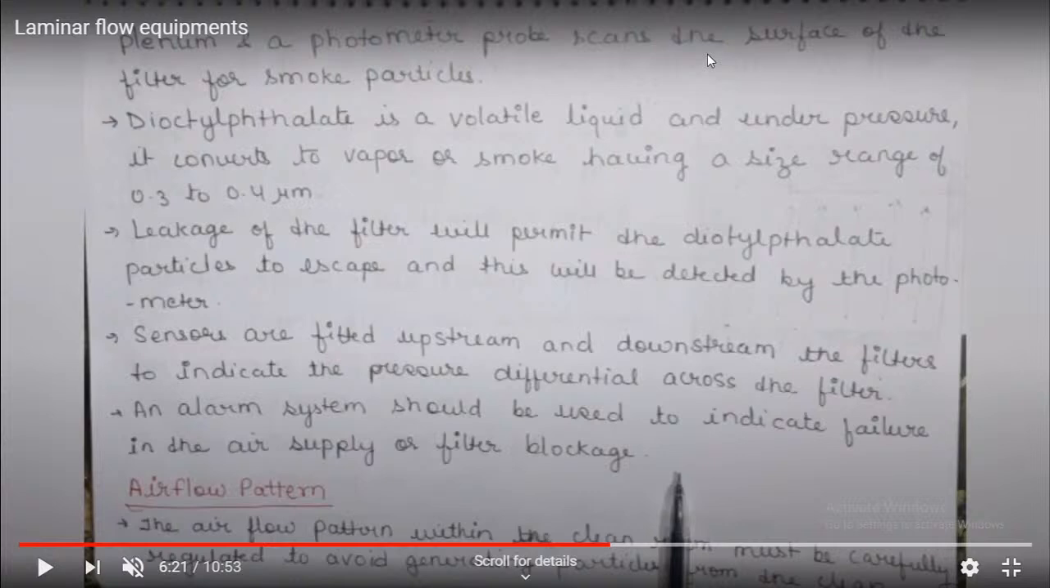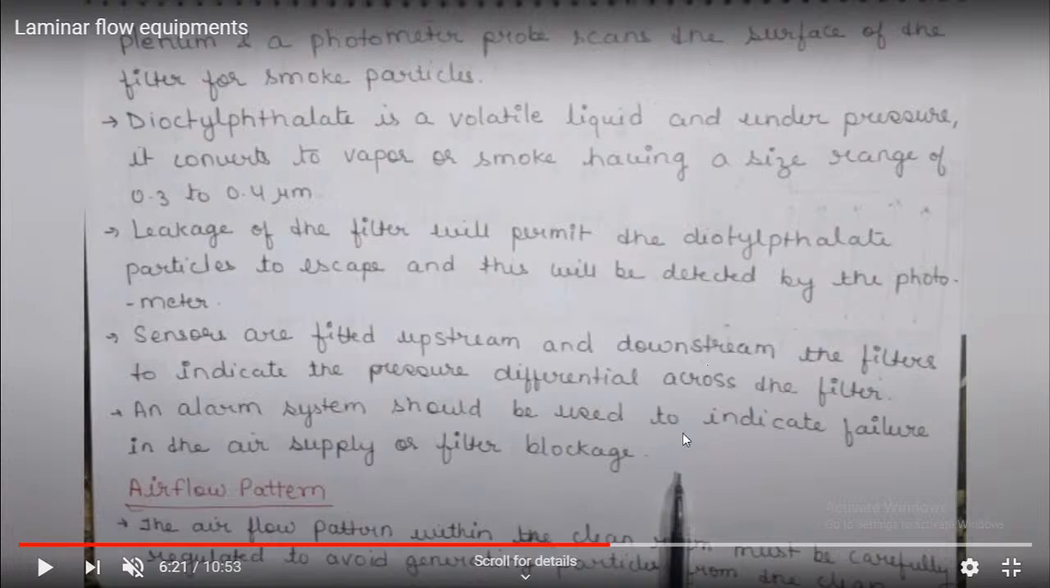Dioctyl phthalate is a volatile liquid, and under pressure it produces continuous vapor or smoke having a size range of 0.3 to 0.4 micrometer. If there is a leakage in the filter, these particles will escape, and this will be detected by the photometer. Sensors are fitted upstream and downstream of the filter, and they indicate the pressure differential across the filter. An alarm system should be used to indicate failure in the air supply or filter blockage.